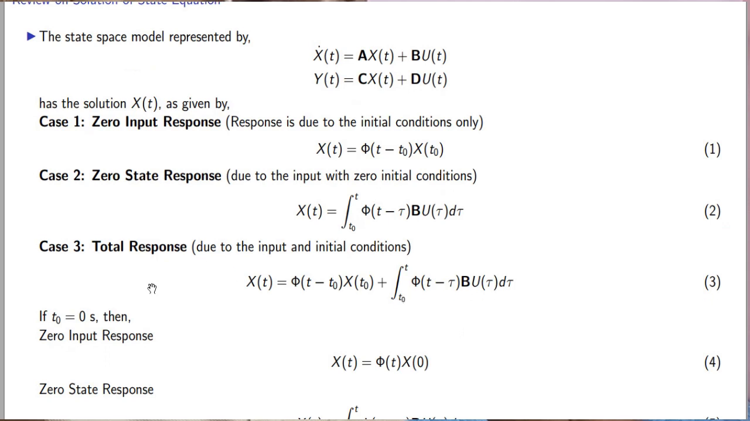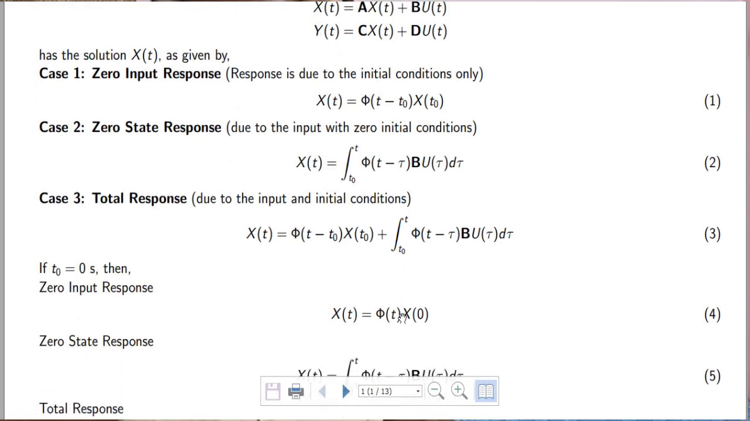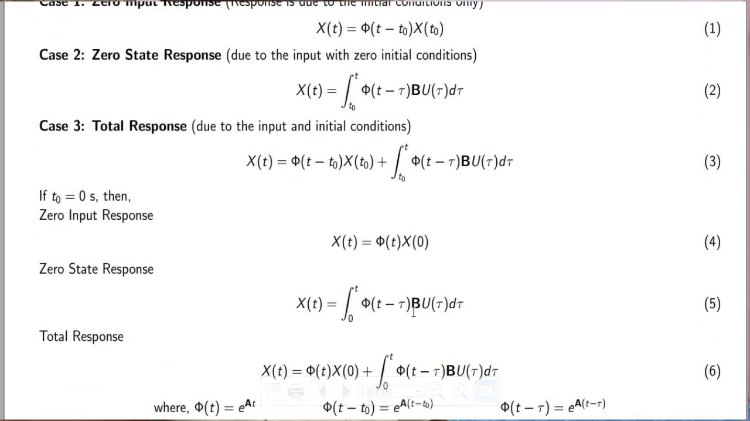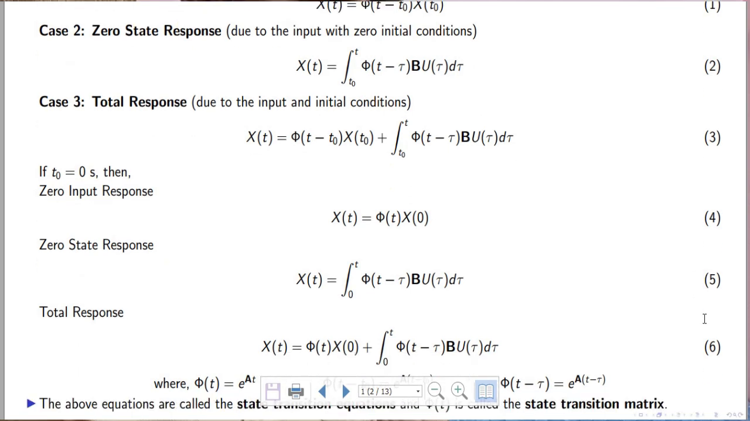But if we take the start time of analysis as 0 seconds, then equations 1 to 3 become as given in equations 4 to 6. We call these equations the state transition equations. The important term in these equations is e power At, which we represented as phi of t, and we called it the state transition matrix for obvious reasons.